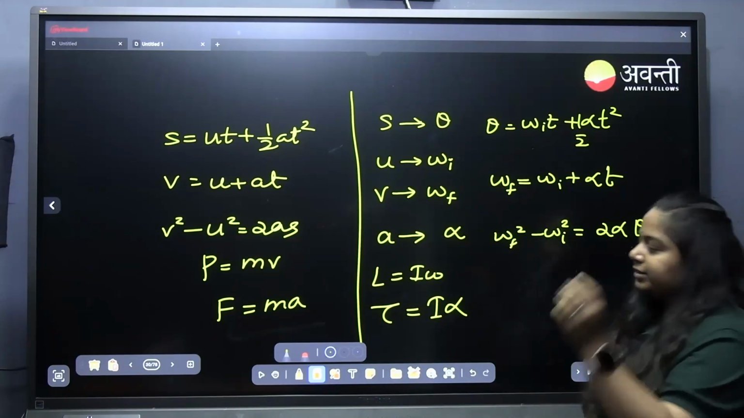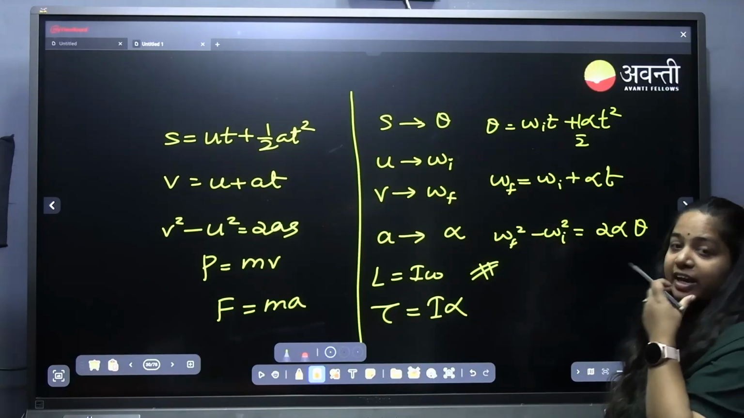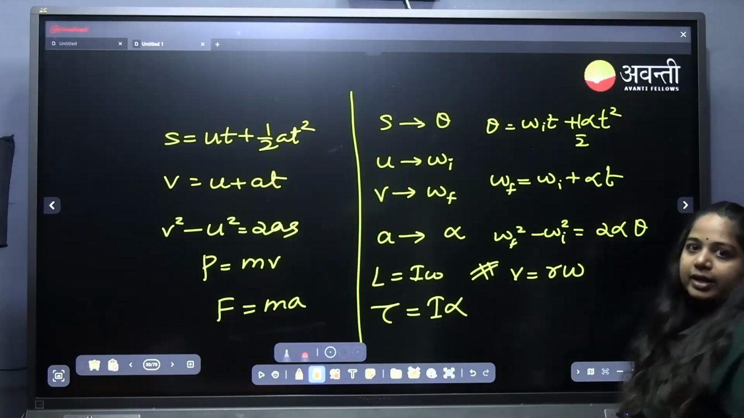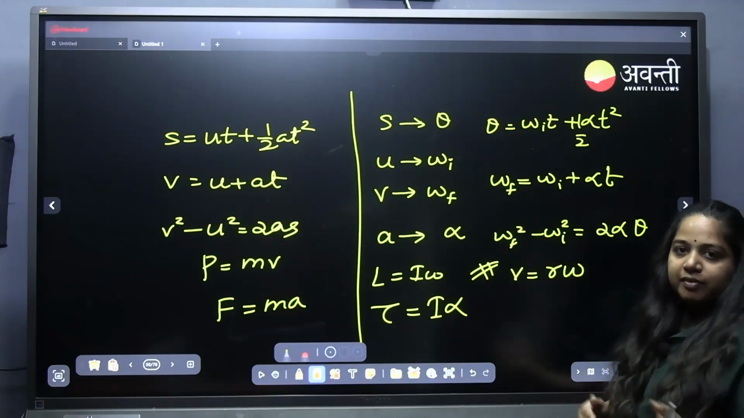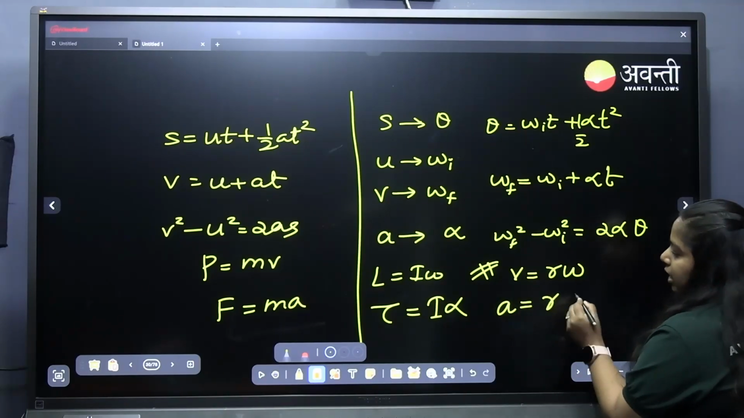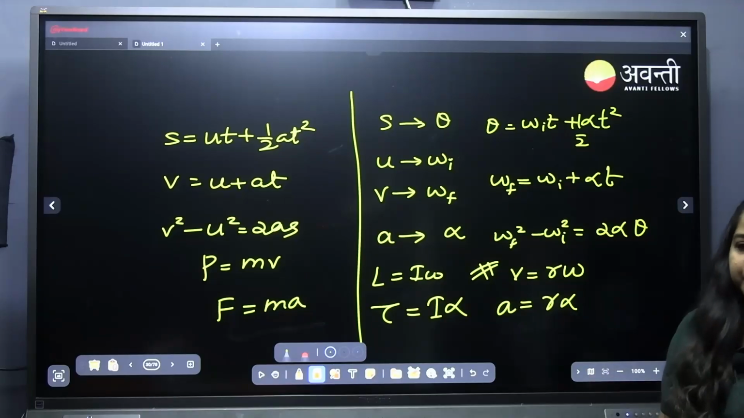Now, some extra points that we need to know is the relation between v and omega. V is equal to r omega. Linear velocity is there, we will connect it to angular velocity. Linear acceleration equal to r alpha, radius into angular acceleration. Okay.